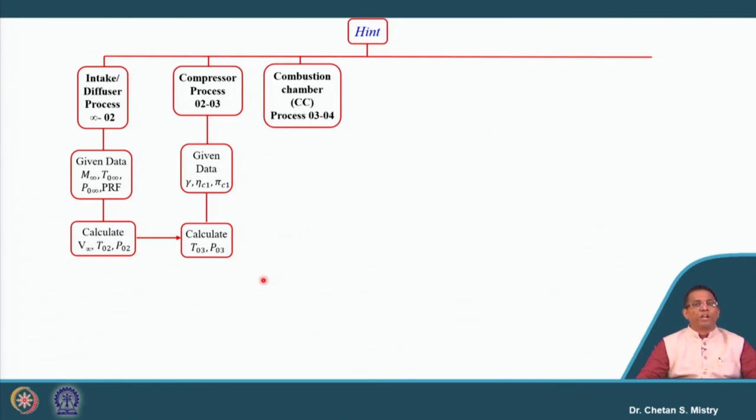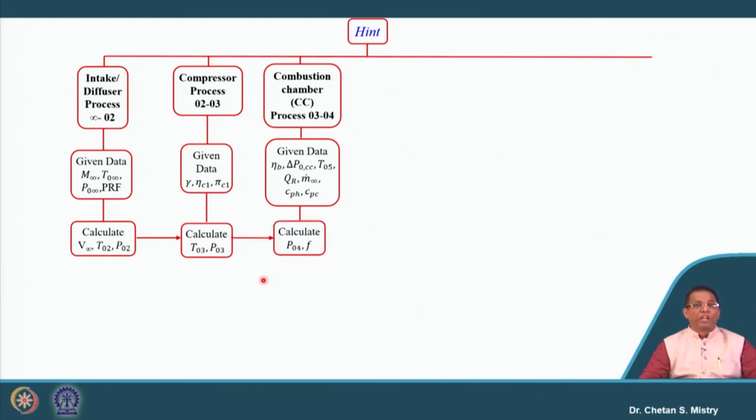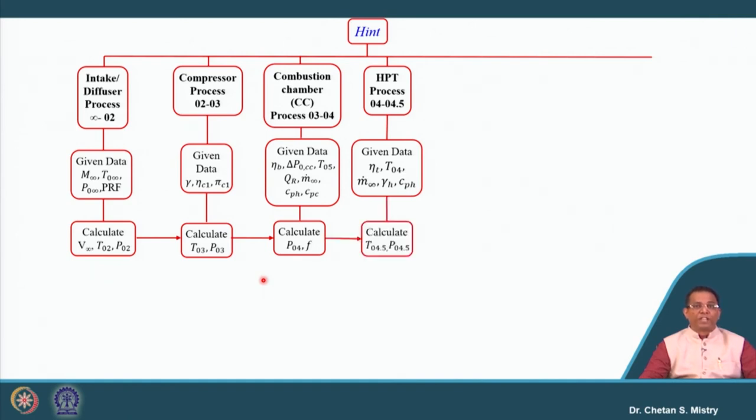Then we have the combustion chamber. For the combustion chamber, we have data: delta P0, the calorific value of the fuel, the CP value, and the maximum turbine entry temperature, which is used to calculate the pressure and the fuel air ratio. For the HP turbine, the information given is the turbine entry temperature and the turbine efficiency, so we can calculate the exit pressure and exit temperature from the HP turbine.